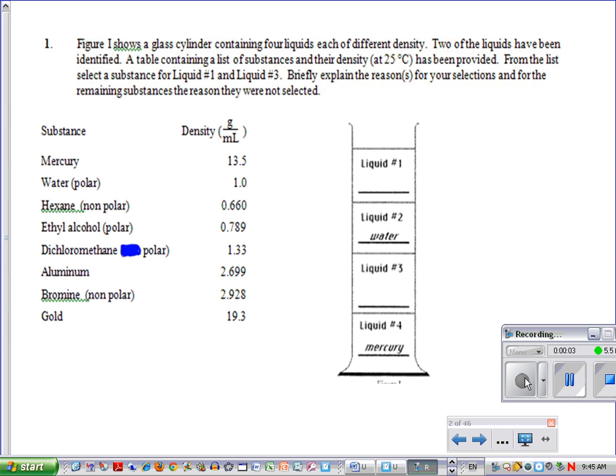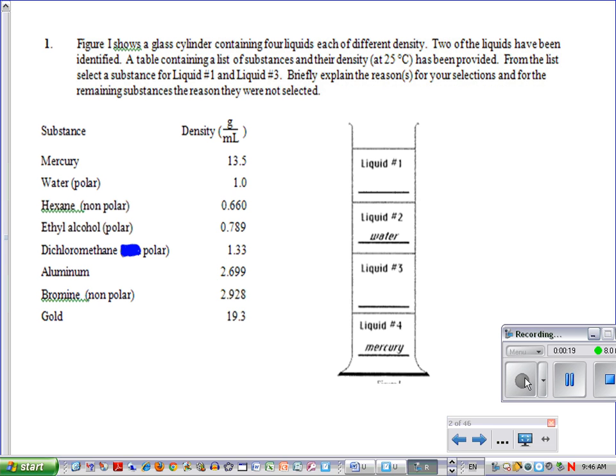Okay, so we're going to start AP Chemistry Unit 1. We have 14 of these to go through, so we've got a long road ahead of us. To shake off some of the summer cobwebs, I want to take a look at this problem.